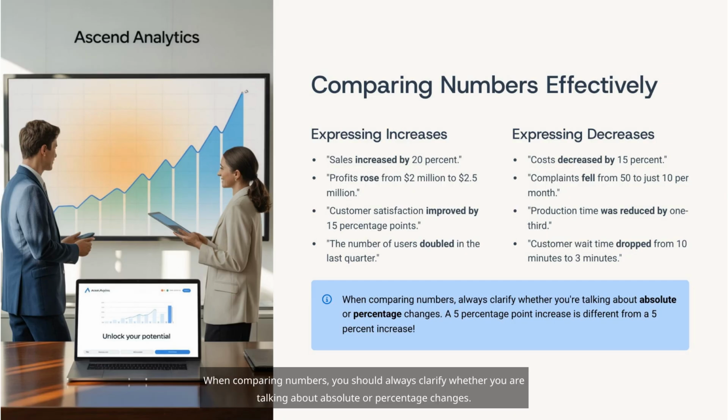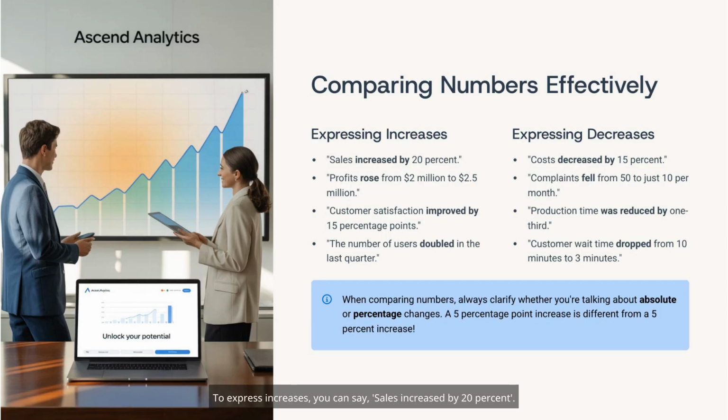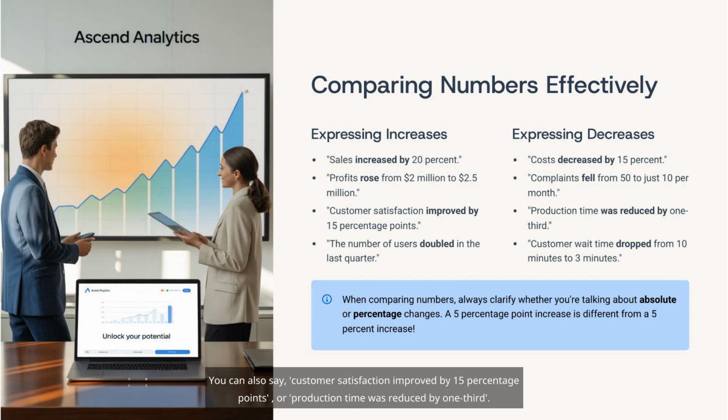When comparing numbers, you should always clarify whether you are talking about absolute or percentage changes. For example, a 5 percentage point increase is different from a 5% increase. To express increases, you can say sales increased by 20%. To express decreases, you could say costs decreased by 15%. You can also say customer satisfaction improved by 15 percentage points, or production time was reduced by 1/3. To show a significant change, you could say the number of users doubled in the last quarter.